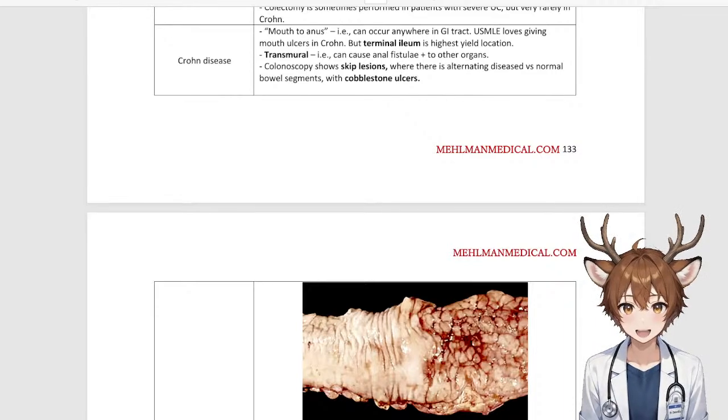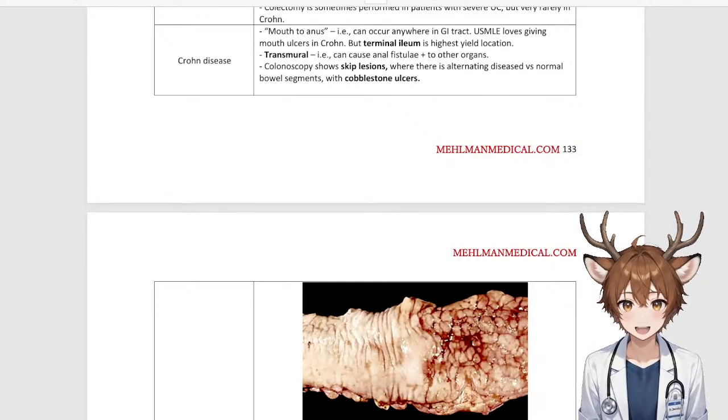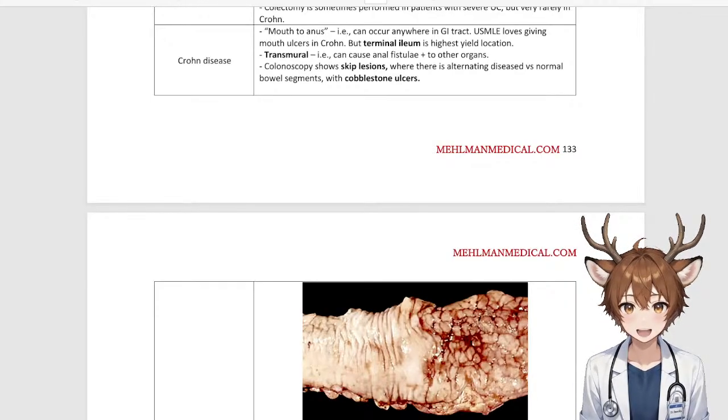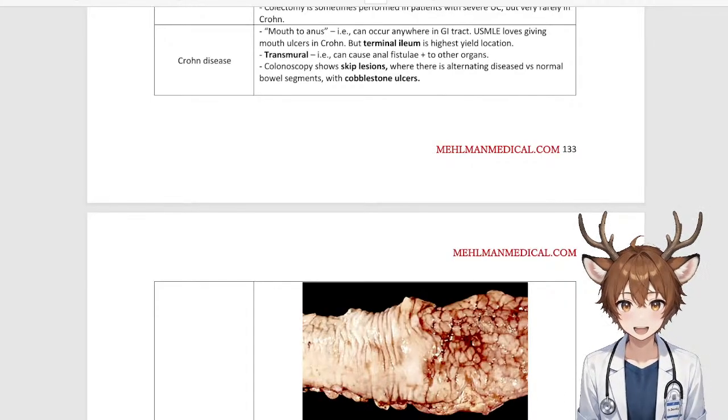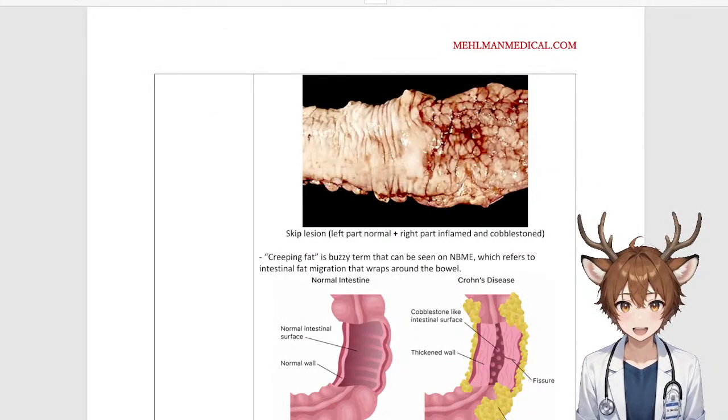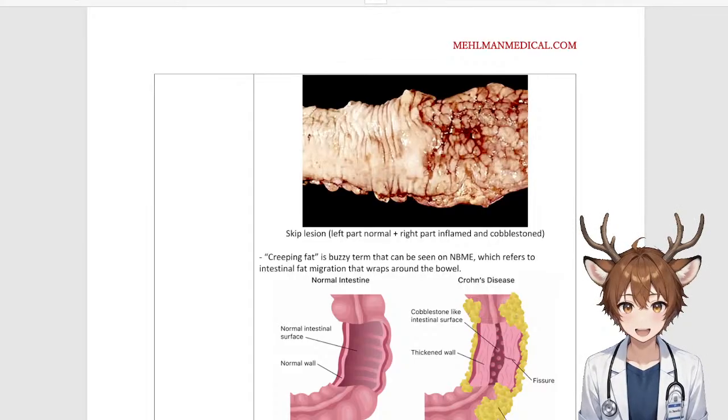So anyway, transmural, i.e. can cause an anal fistula plus fistulas to other organs. Colonoscopy shows skip lesions, where there is alternating diseased versus normal bowel segments with cobblestone ulcers. And you can see those cobblestone ulcers right there. So skip lesion: left part normal, plus right part inflamed and cobblestoned.